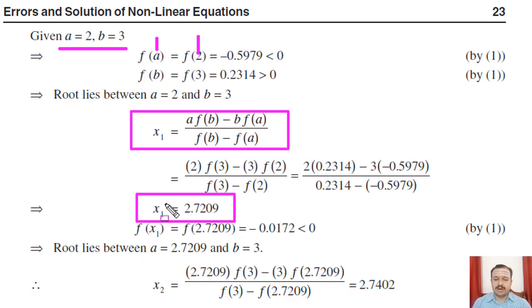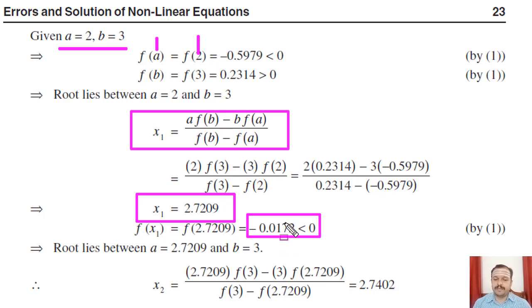Now, after finding x1, our next job is to evaluate the value of f at this point x1. This is a new approximation which we got. At this point, what is the value of f? We have to evaluate that using the same expression of f of x. If we do that, we come to know that the answer is minus 0.0172.